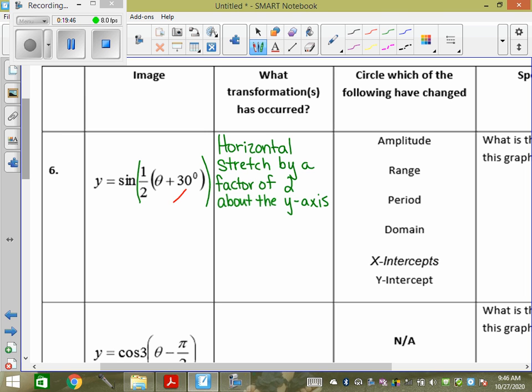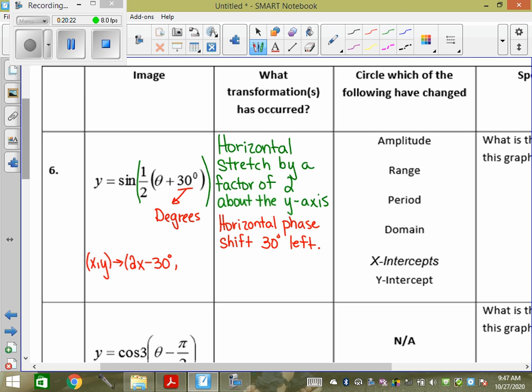This equation is in degrees, because my C is in degrees. I have a horizontal phase shift 30 degrees left. My mapping, I would have x, y becomes, if I'm stretching by 2, I have 2x, and I'm moving 30 to the left, so I'm going to minus 30 degrees, and then a y.